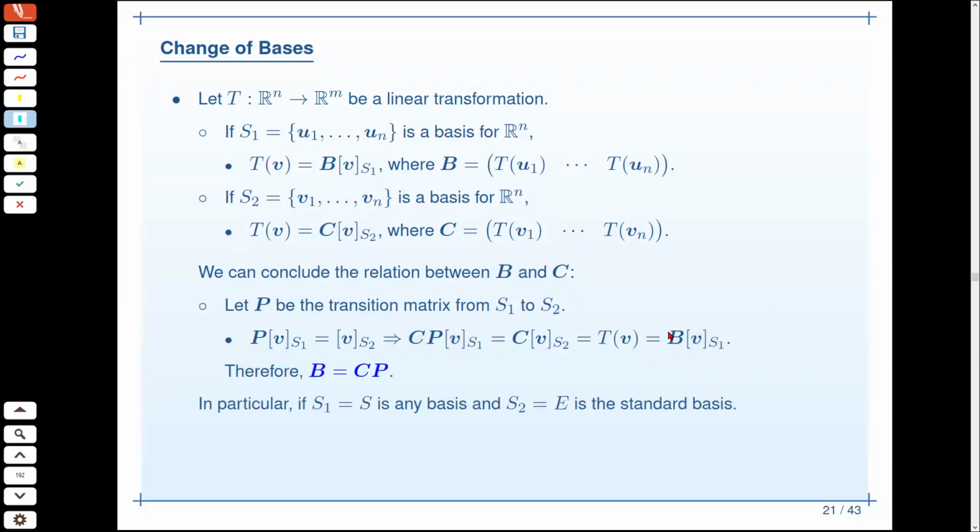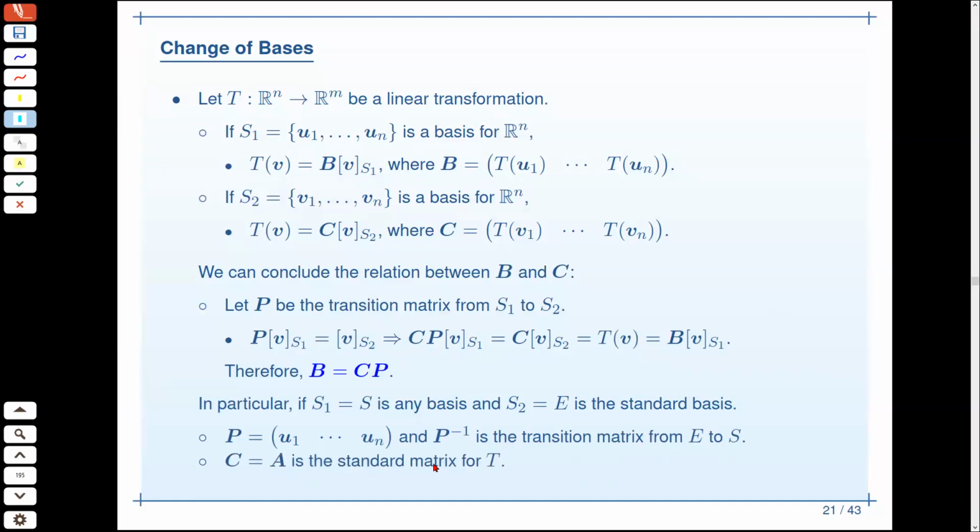Then, of course, just now what we saw: if S1 equals S is any basis and S2 is E, the standard basis, then P is U1, U2, ..., UN. Because P is the translation matrix from S to E, and P inverse is the translation matrix from E to S, therefore C is just the standard matrix for T. So therefore we have B equals to C is AP, or equivalently A equals BP inverse.